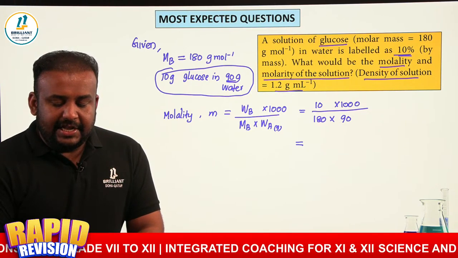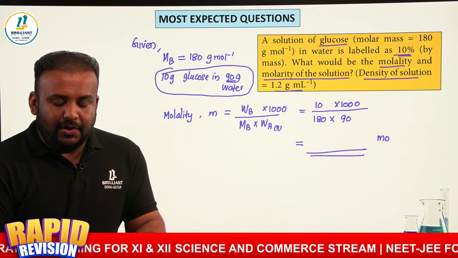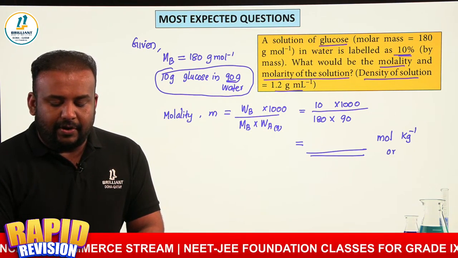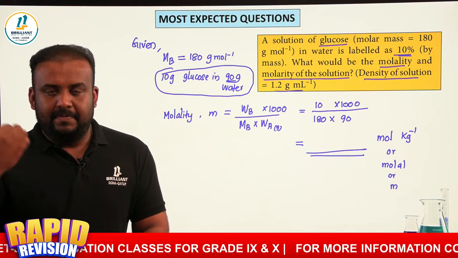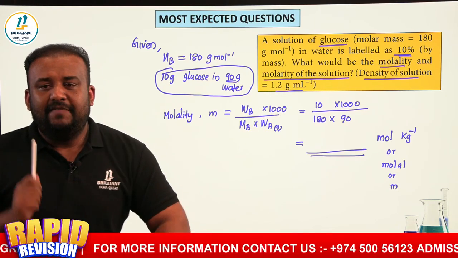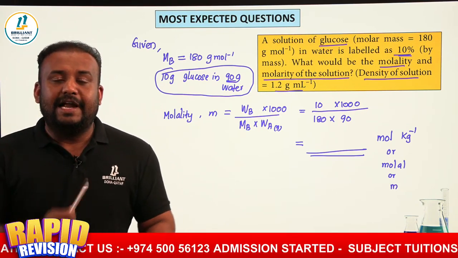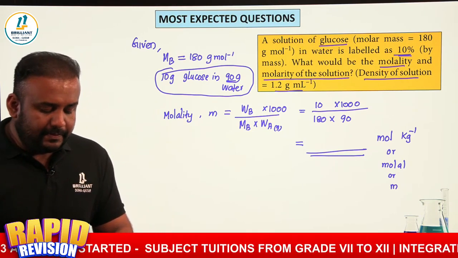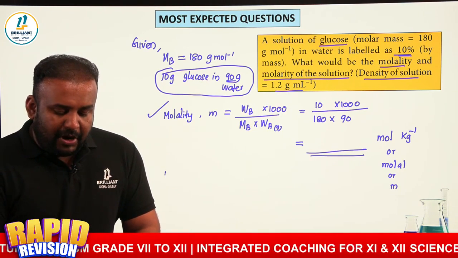Whatever answer you get, please write the answer with the proper unit, moles per kilogram, or you can also write molal, or you can also write small m. Please don't skip units. In every numerical, be it physics or chemistry, please have the habit of writing the units in the final answer. Very, very important. So molality calculation is clear to everyone. Now let's calculate molarity.